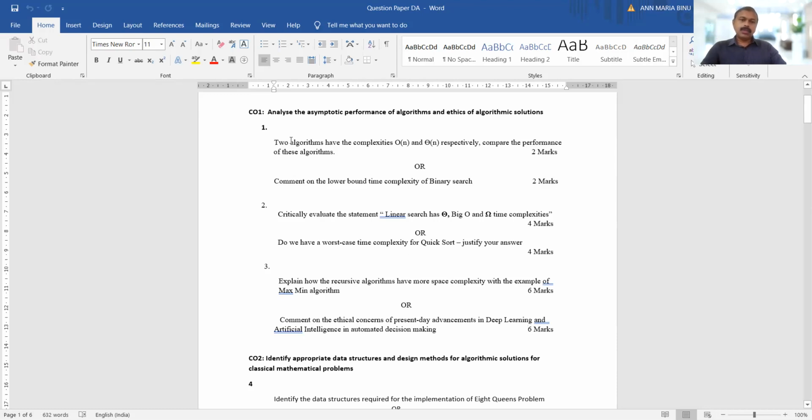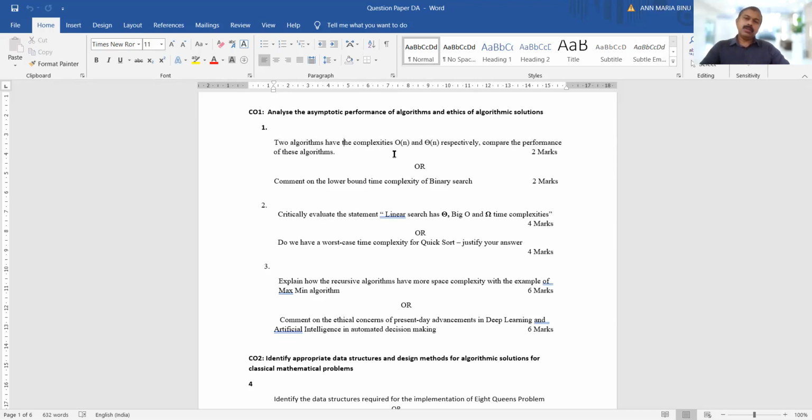And then this question, previously this question would have been, what is time complexity? That would have been the previous question, because this is analysis of an algorithm based on its execution time. But now we have rearranged the question in such a way that two algorithms have got complexities big O of n and theta of n respectively. Compare the performance of these algorithms.